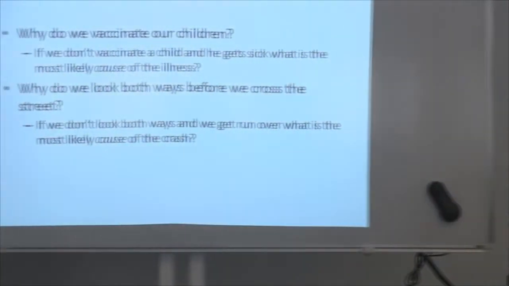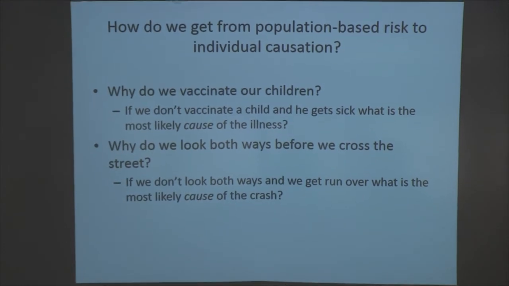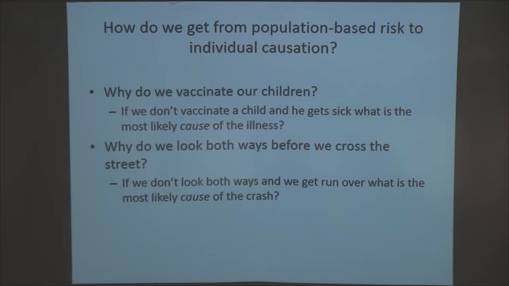You can look at any sort of causal relationship. Why do we look both ways before we cross the street? Because if we don't, we might get run over. If somebody doesn't look and they get run over, what's the cause of them getting run over? The fact they didn't look. That's more probable. Could be something else, but you're going to think it's a lot more likely they did something that increased their risk.